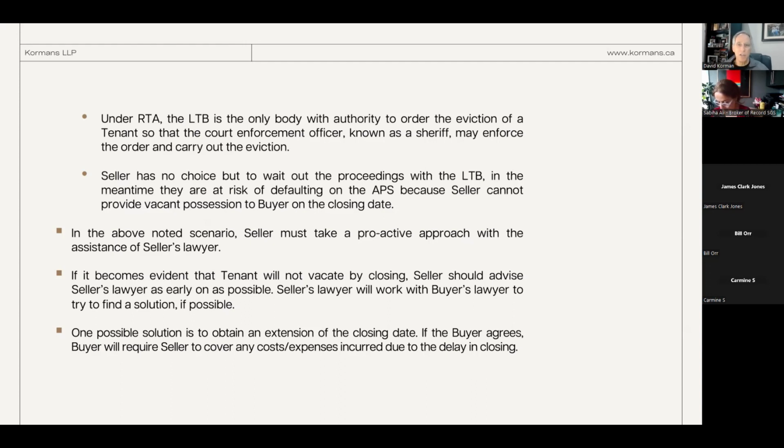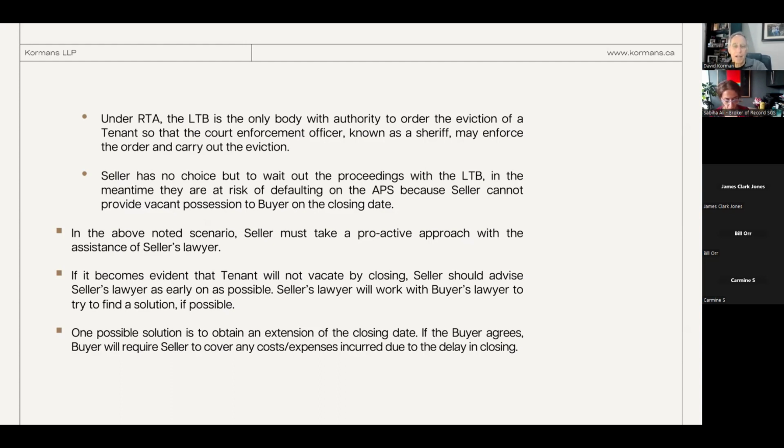Now, this is the seller's problem, because the seller had the obligation to provide vacant possession on closing. It's the seller's tenant that's not cooperating. And because of that, the seller really needs the extension. So the buyer in this scenario, if they're going to agree to an extension, they're usually going to want the seller to cover costs that the buyer might incur for that, because now the buyer's not going to have it on April 30th. It might be a month delay. They might need an extension for a month.